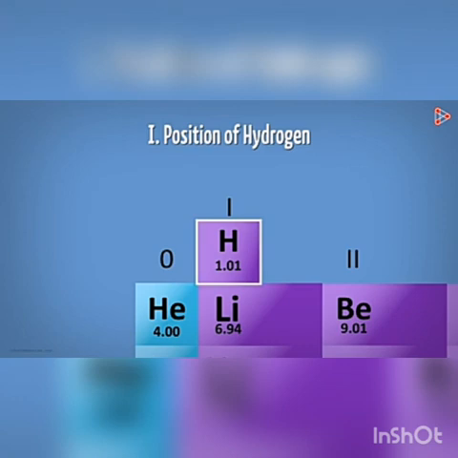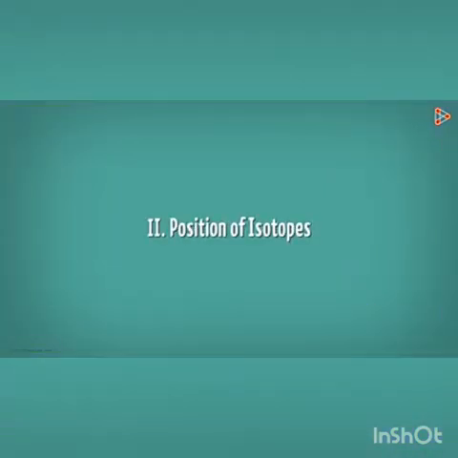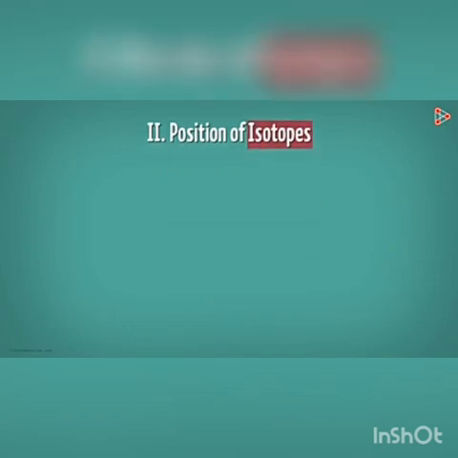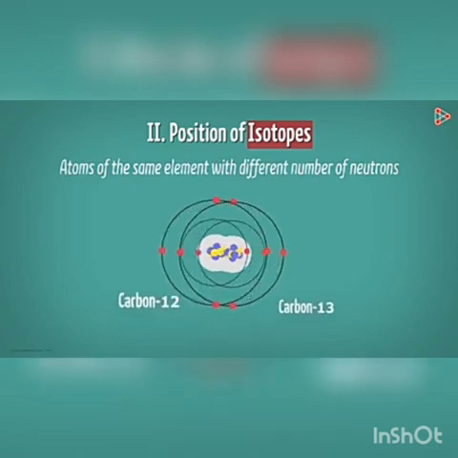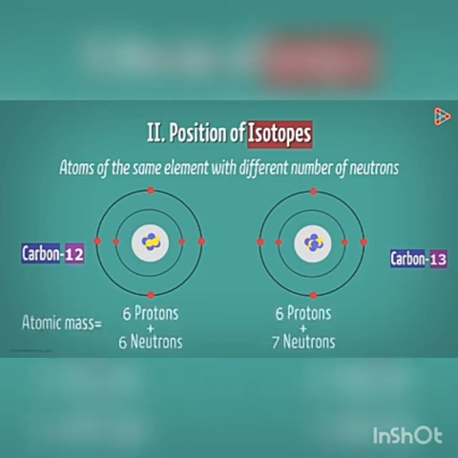We will take a detailed look at this position of hydrogen later in the higher grades. Next limitation of the Mendeleev's table was the position of isotopes. Can you recollect what isotopes are? Yes, they are the atoms of the same element with different number of neutrons. That is the reason why, in spite of belonging to the same element, the atoms have different atomic masses. Because atomic mass is the sum total of all the protons and neutrons present in the nucleus.